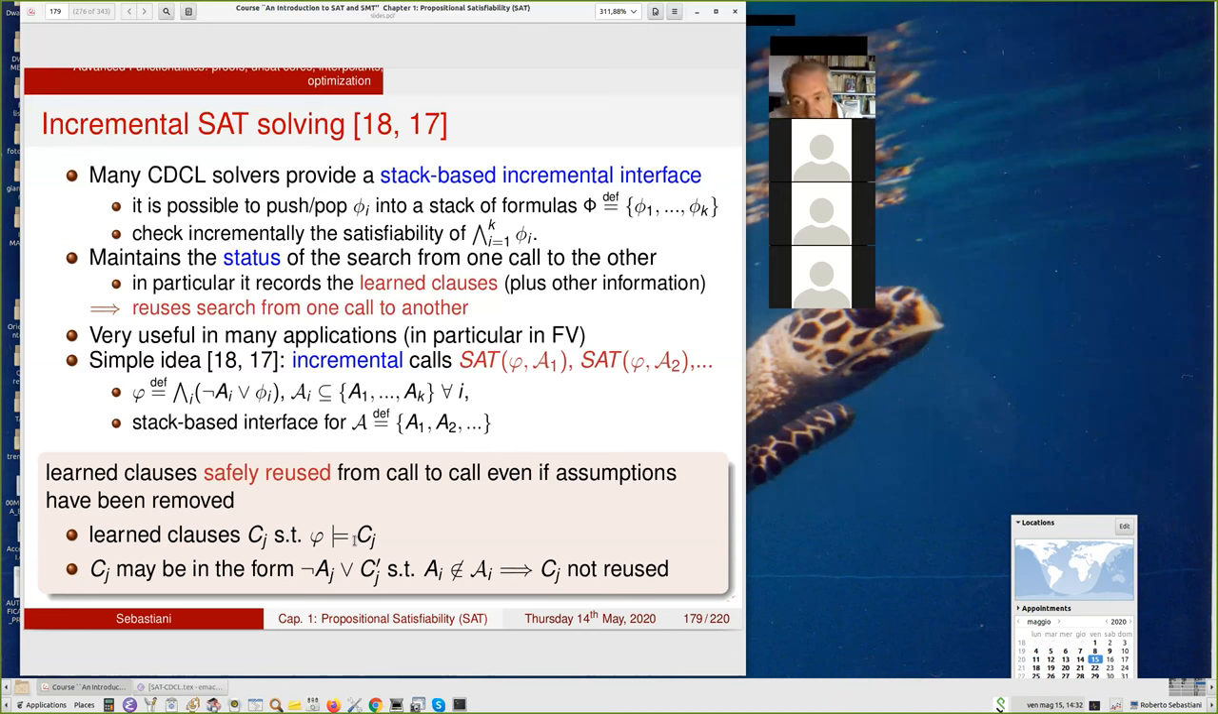So what is the problem here? The problem is when you pop something. You have run on this conjunctive formula here, and you have learned some clauses, and then you pop phi k, for instance. Now, in general, can you reuse all learned clauses when you are running on phi 1 up to phi k minus 1 plus something else? The answer is, of course, no. You cannot in general, because it may be the case that some clause that you've learned is derived from clauses in phi k, which is no more there.